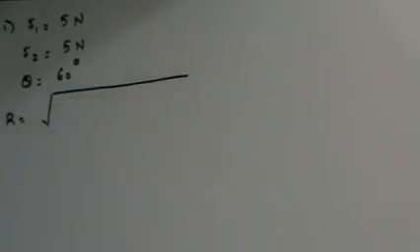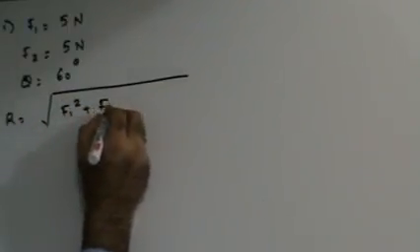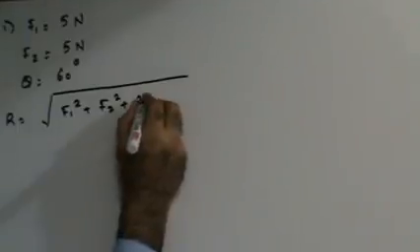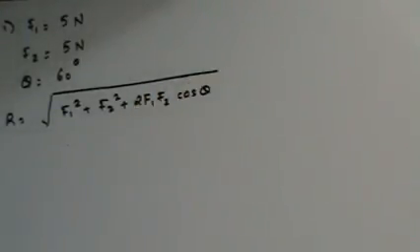F1 is 5 newtons, F2 is 5 newtons and they are inclined to each other at an angle of 60 degrees. Now I can use the parallelogram law of vectors. As per the parallelogram law of vectors, R is nothing but the square root of F1 square plus F2 square plus twice F1 F2 cos theta. That was my parallelogram law of vectors, right?